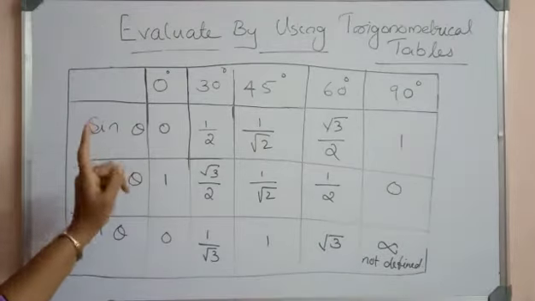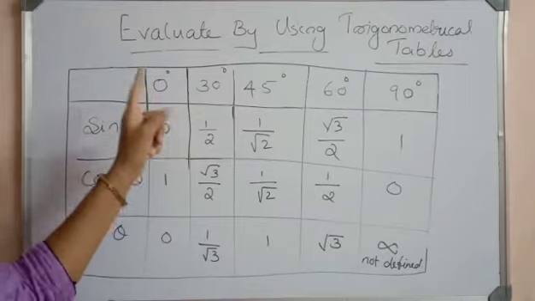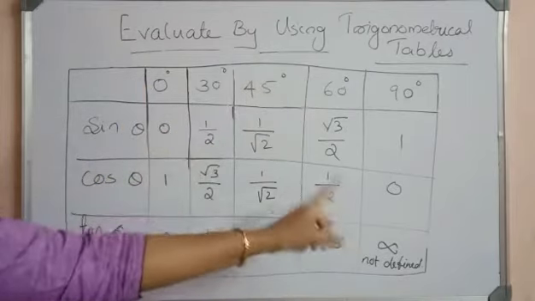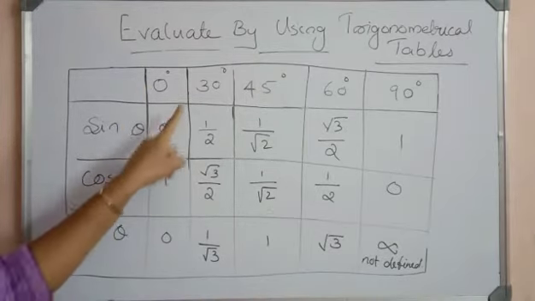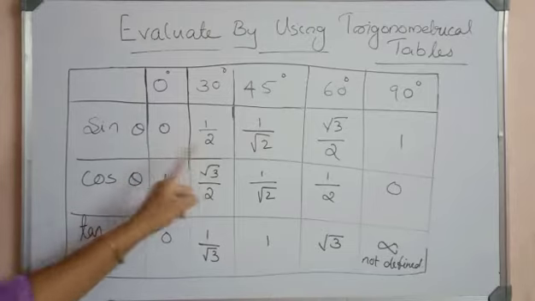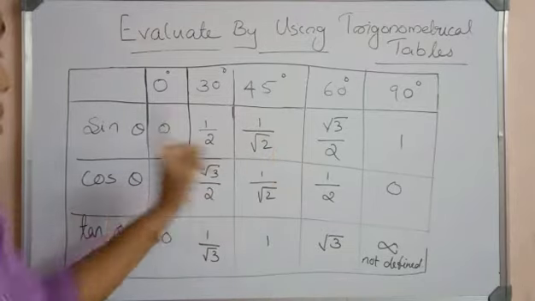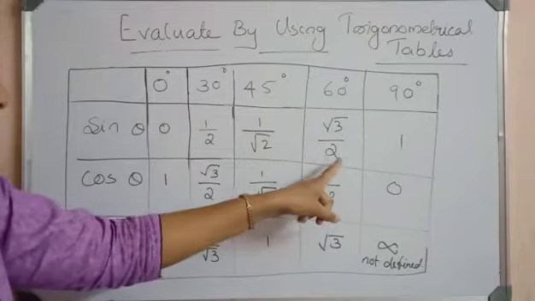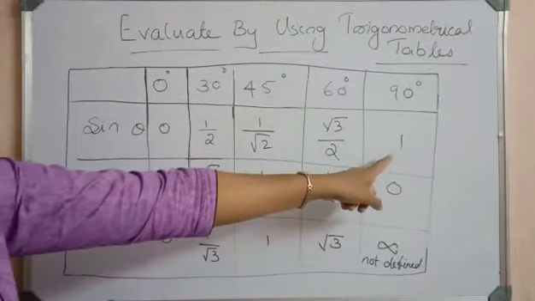And the values of sine theta as the angle changes are given here. Sine 0 is 0 and sine 30 is 1 by 2. Sine 45 is 1 by root 2. Sine 60 is root 3 by 2 and sine 90 is 1.